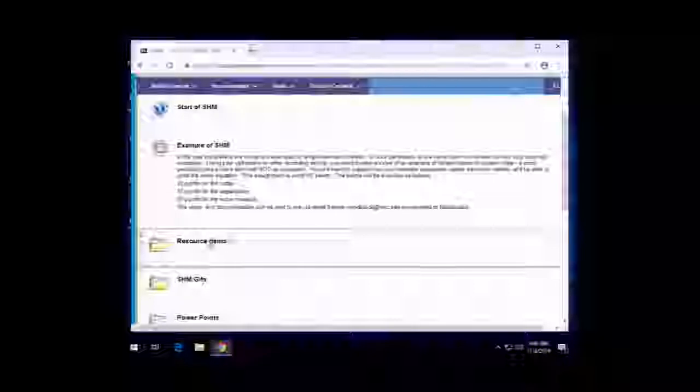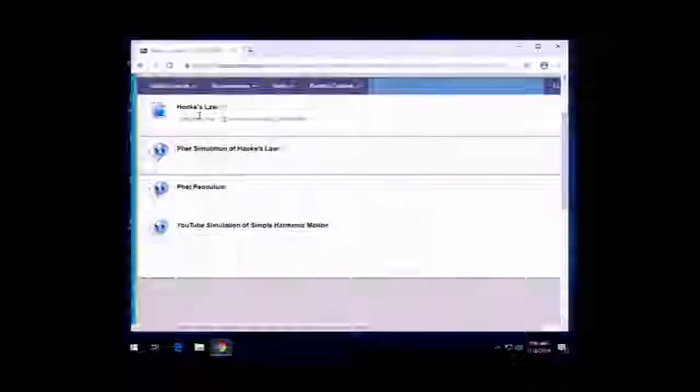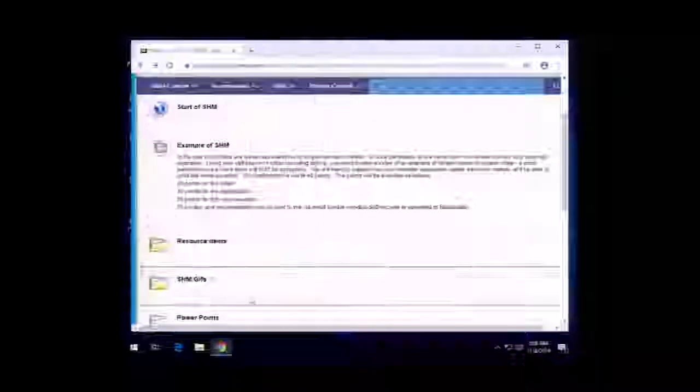Then under resource items, I've got the links to the simulations. There's the one for the pendulum. Here's the one for Hooke's law. This goes in and looks a little bit at Hooke's law, and then there's a simulation of simple harmonic motion as well. So I've got those resources put in to help you out.